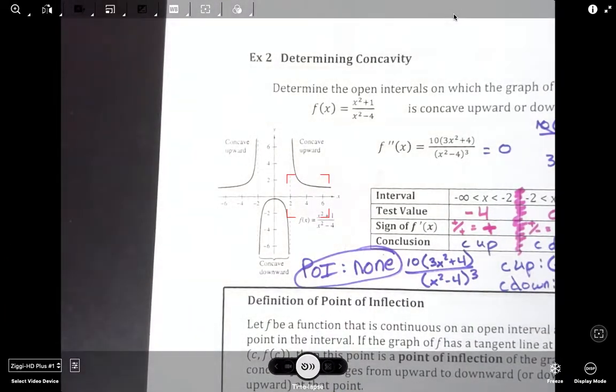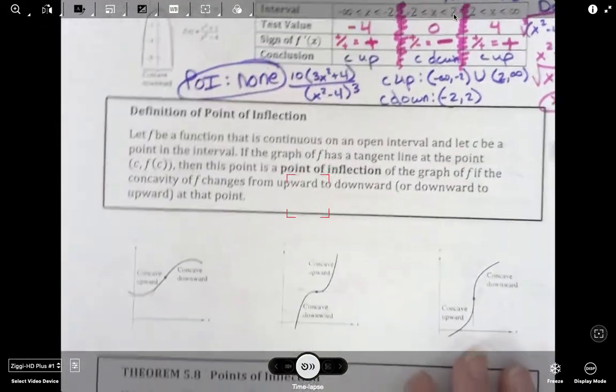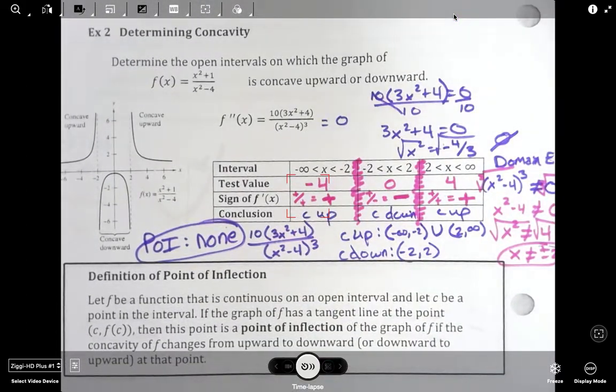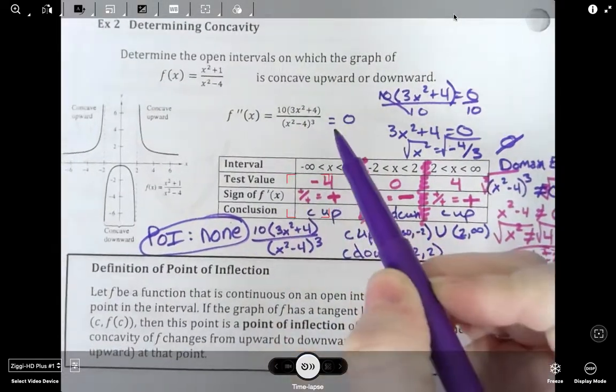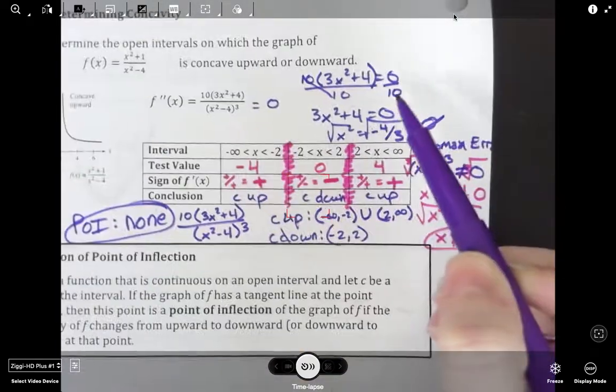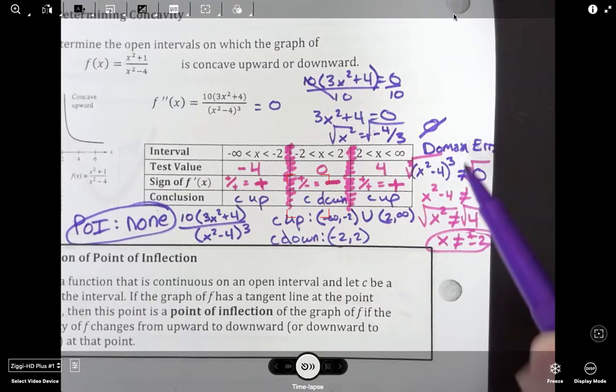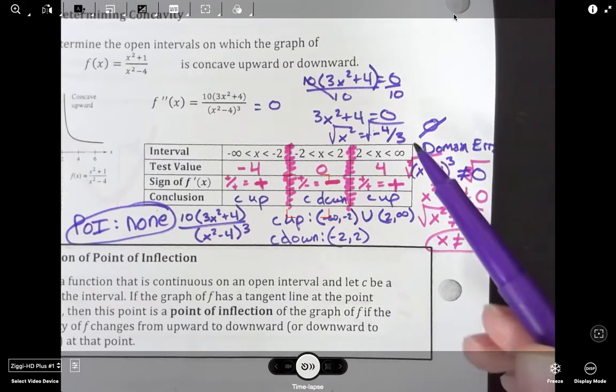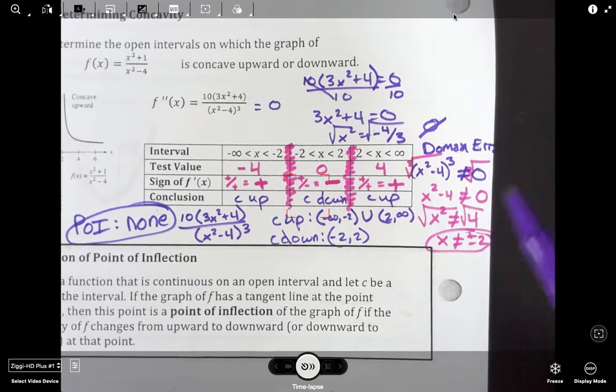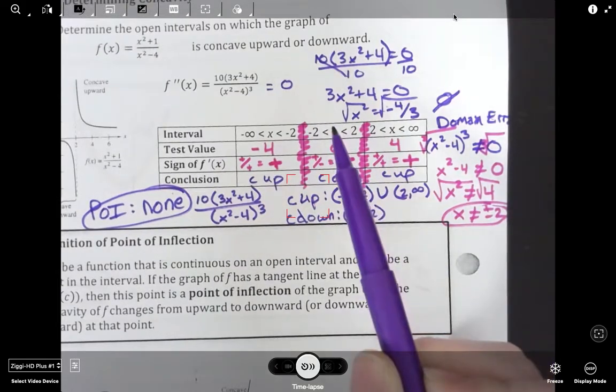Okay, guys, this is the second half of the notes on section 5.4 for concave up and concave down. We did this last example, example 2, and basically what you do is you take the second derivative, you set it equal to 0 to get your critical values. Just don't forget to do the domain errors to get any critical values. So here we got no critical values, here we got 2 from the domain errors.